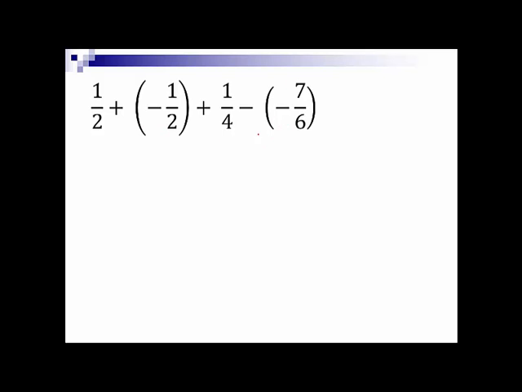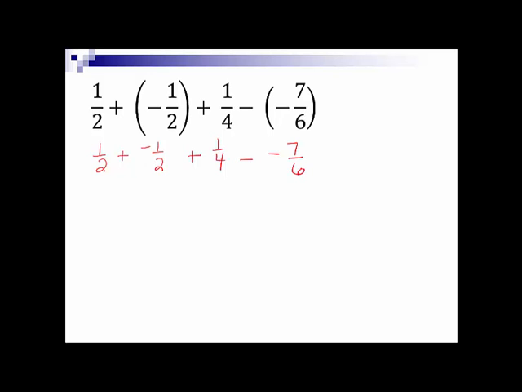So those parentheses really don't make a difference. So it's really just 1/2 plus negative 1/2 plus 1/4 minus a negative 7/6. And the reason I rewrote it without parentheses now is because I noticed in class students wanted to do something when they had parentheses around a number. But if there's already a single number there, those parentheses really don't mean anything.